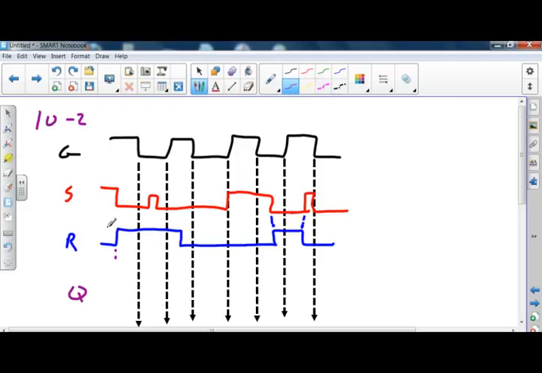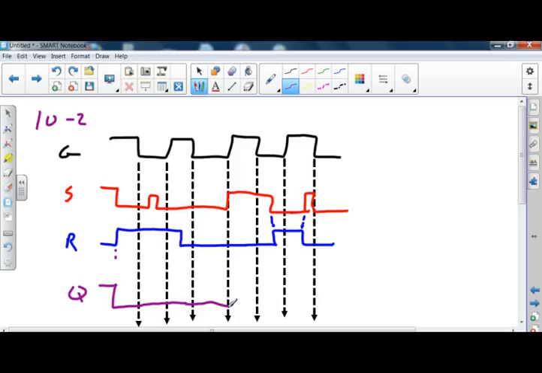Alright, so I start off, I got a set going on, the gate's on, so I'm going to be high. Then the set goes off, the reset goes high, so now I got a reset. Okay, the gate is off, so Q stays the same, it can't change. The gate is off, there's no set, so it can't go up. The gate's off, can't go up.